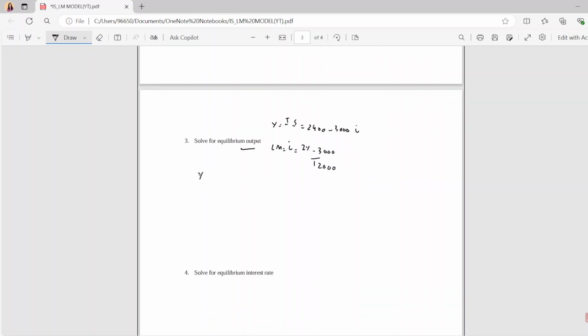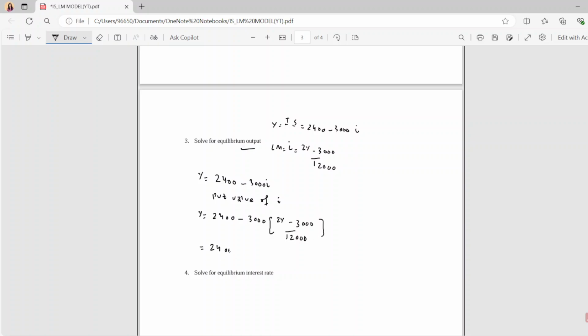I'm going to start by writing the IS curve here, which is the IS relationship or equation. We do know the value of interest rate, so I'm going to put the value of i in this equation. So it would be 2400 minus 3000, and instead of interest rate i I'm going to write 2y minus 3000 divided by 12,000.